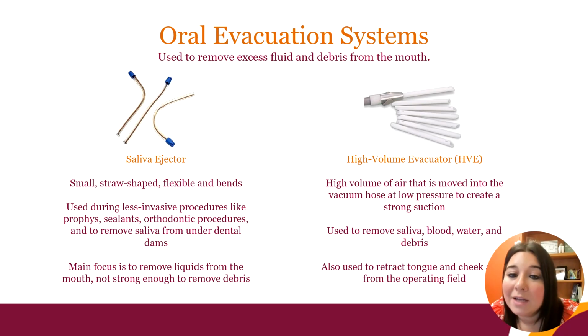So the HVE, or high volume evacuator, is a high volume of air that is moved into the vacuum hose at a low pressure, which creates a very strong suction. It is used to remove saliva, blood, water, and various debris, and you can also use it to retract tongues, cheeks, lips, whatever you need from the operating field as well.